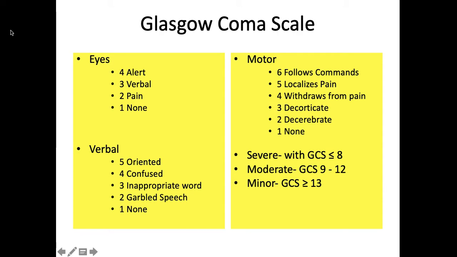It's broken up into 3 parameters: eyes, verbal, and motor. And eventually, at least by midterm anyway, I would assume you probably already would have memorized this, but at some point you will have to memorize this. So eyes should look really familiar from our previous conversation a couple of minutes ago: alert, verbal, pain, and none. So this essentially is AVPU.